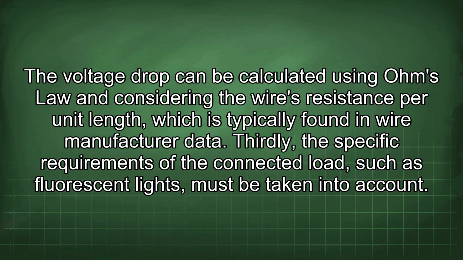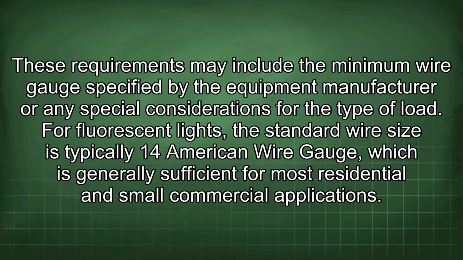Thirdly, the specific requirements of the connected load, such as fluorescent lights, must be taken into account. These requirements may include the minimum wire gauge specified by the equipment manufacturer or any special considerations for the type of load. For fluorescent lights, the standard wire size is typically 14 American wire gauge, which is generally sufficient for most residential and small commercial applications.